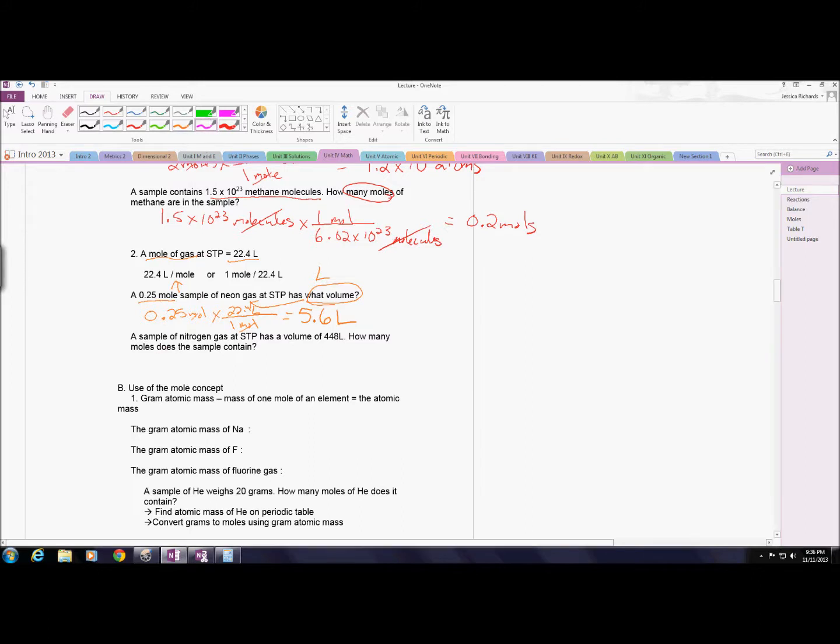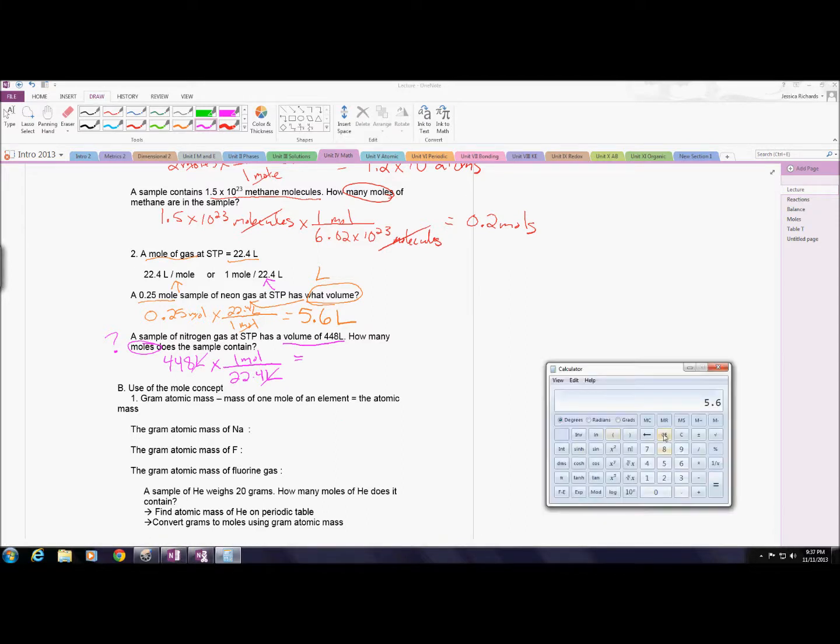If we have the opposite, and they have a sample of gas at STP with a volume of 448 liters, and they want to know how many moles are in there, they gave us 448 liters. So when I use my factor label method, this time I want to pick the factor where the liters are on the bottom, 22.4 liters in every 1 mole, so that the liters cancel. And I have 448 divided by 22.4. And we have 20 moles.